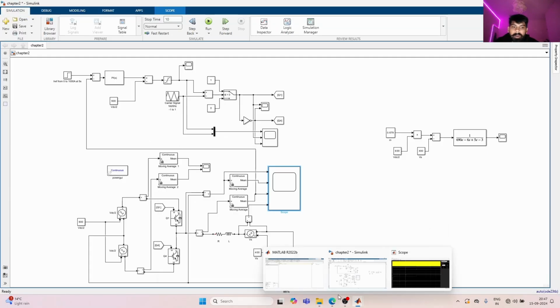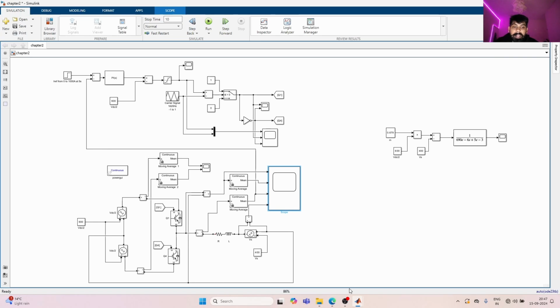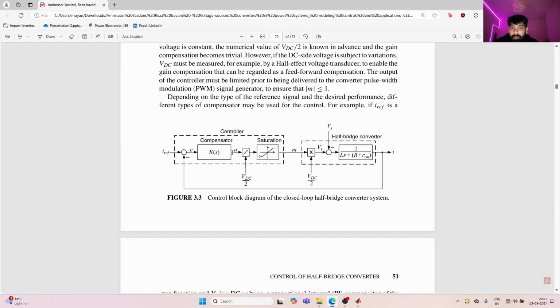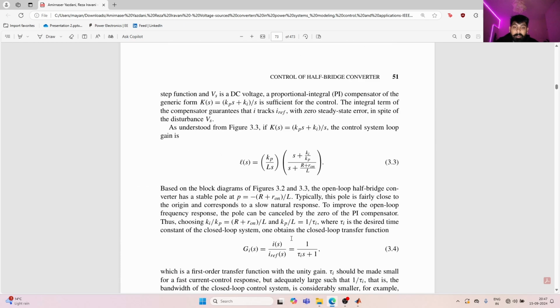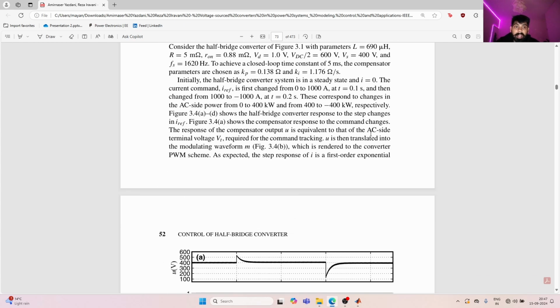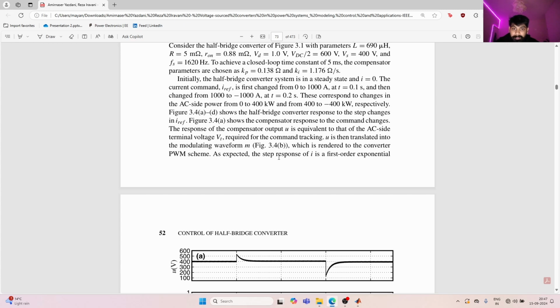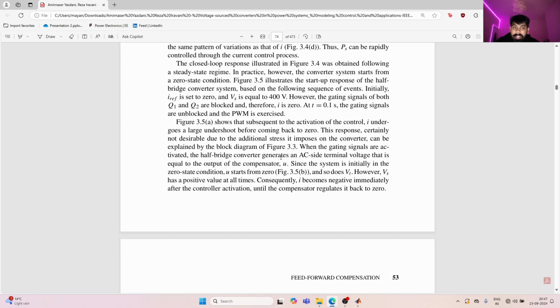And we can see that voltage at the output of the compensator, or the PI controller. As mentioned in the book, this U is our terminal voltage; the output of the compensator is U. What it says here is that when the gating signals are activated, the half-bridge converter generates an AC side terminal voltage equal to the output of the compensator U, right? So U is basically the terminal voltage. Since the system is initially in the zero state condition, U starts from zero, and so does VT.